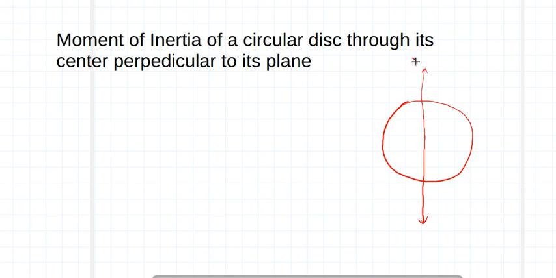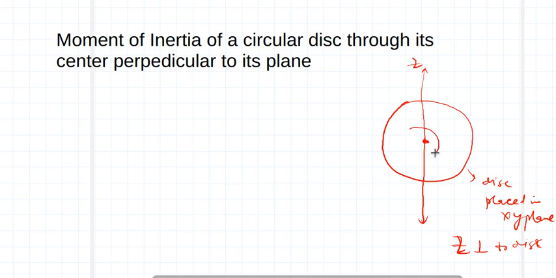So now I am going to discuss an example to find out the moment of inertia of a circular disk through its center perpendicular to its plane. So let me consider a circular disk, and say the circular disk is placed in the xy plane and this is the z axis. This is the disk placed in the xy plane and z is perpendicular to the disk, right? That's what we are considering here.